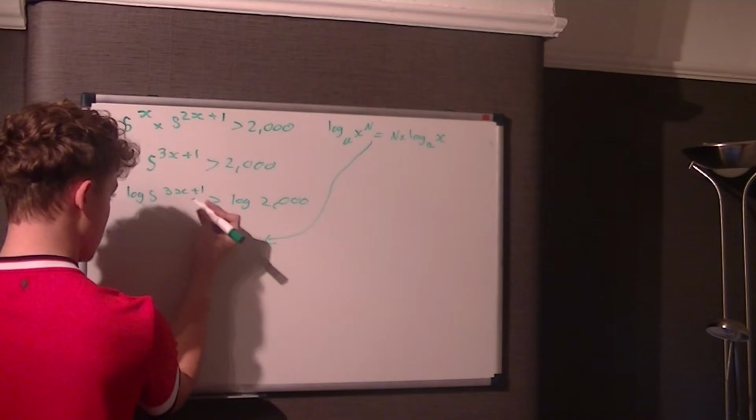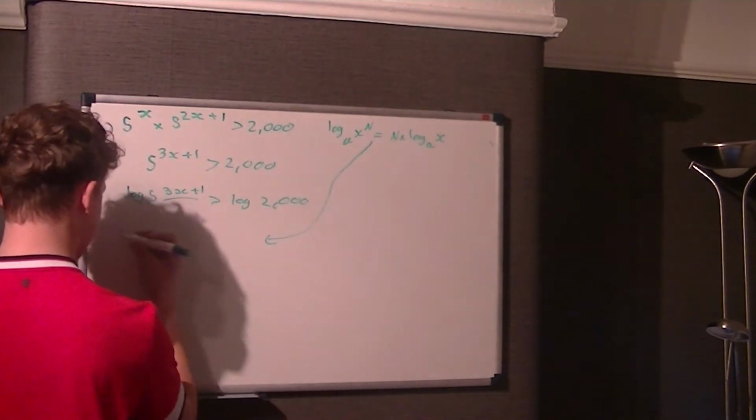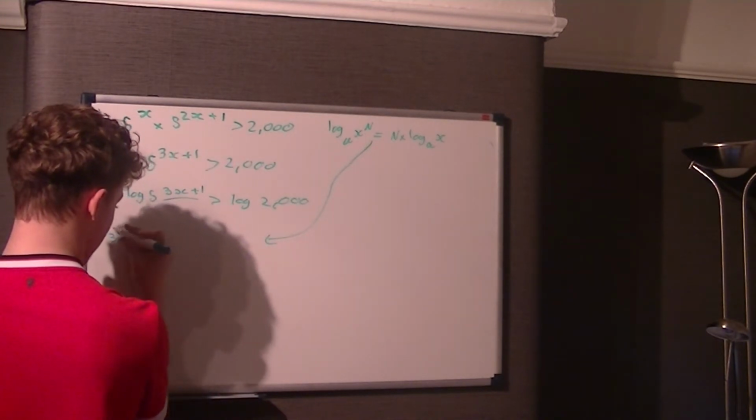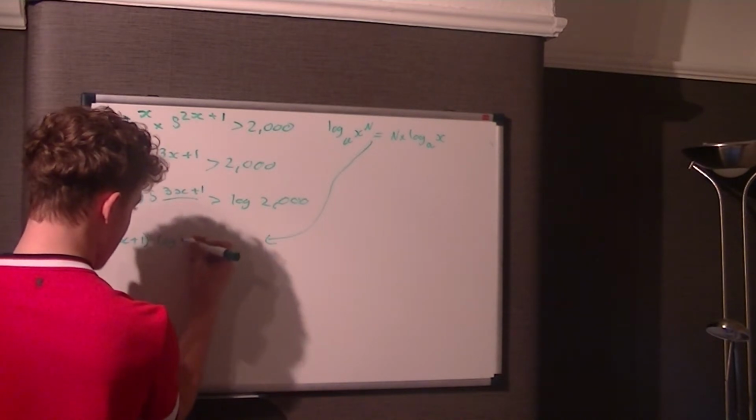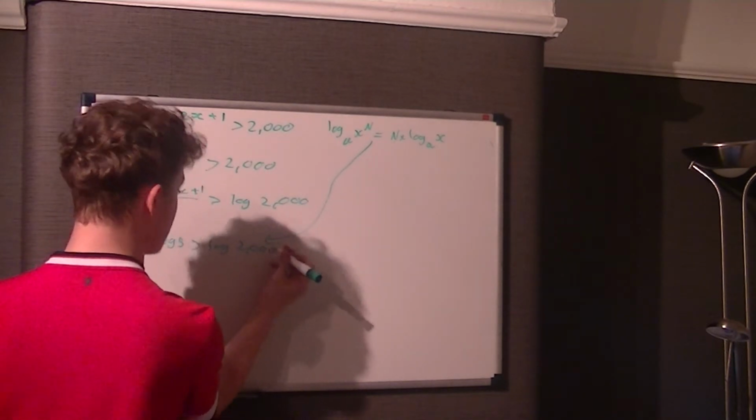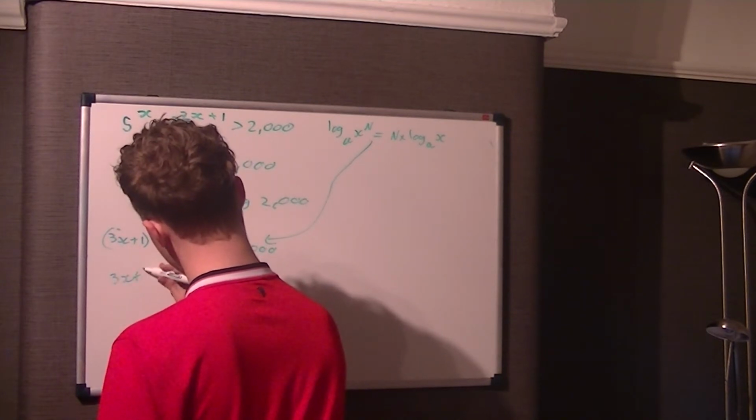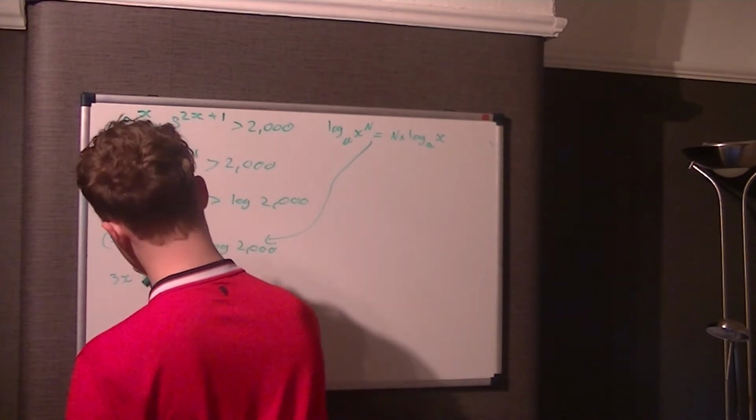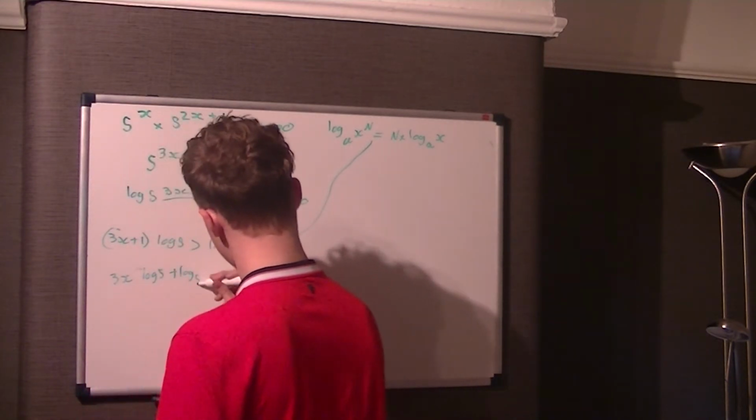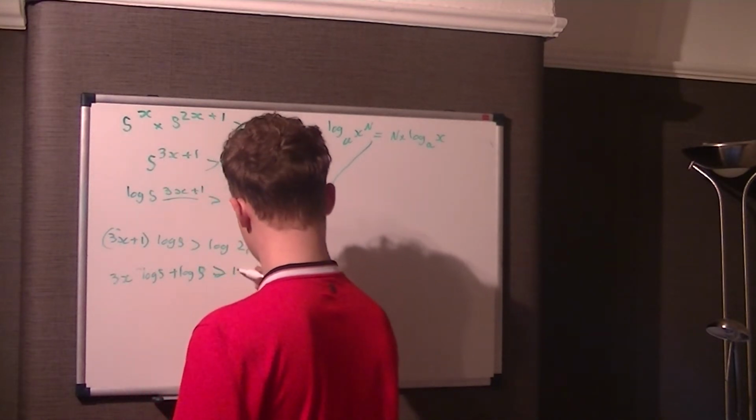And then we go back to this one. So 3x plus 1 goes to the front. 5 doesn't go to the front because it's part of the log. It's in essence x. So 3x plus 1, we bracket it, log 5 is less than log 2000. And then we expand this, so 3x log 5, plus log 5. So base is 5. So log 2000.